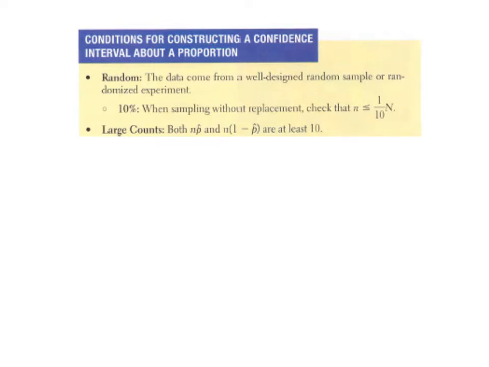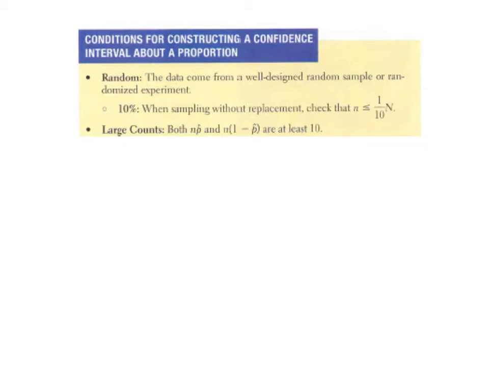Okay, so we're going to be looking at section 2 out of chapter 8, which is estimating a population proportion. We're going to be able to calculate a confidence interval for a population proportion, as well as determine sample size and a few other things regarding the population proportion. So the first thing we're going to look at is the conditions for constructing a confidence interval about a proportion.